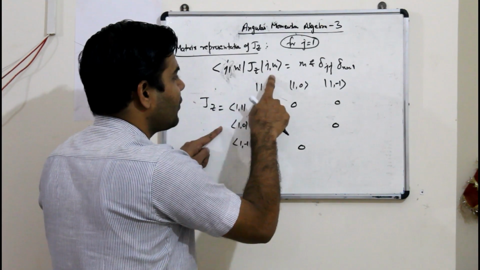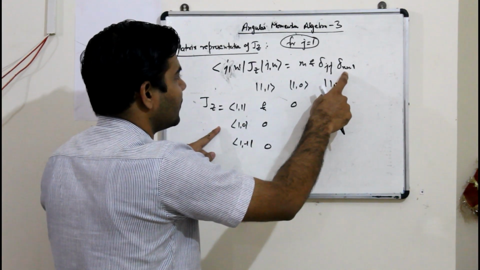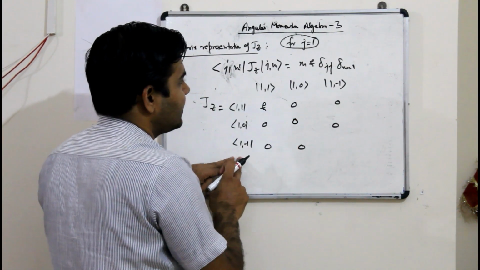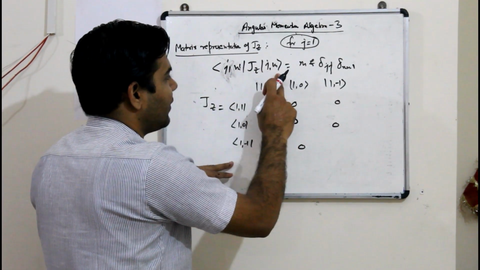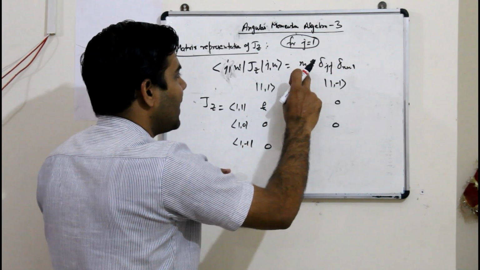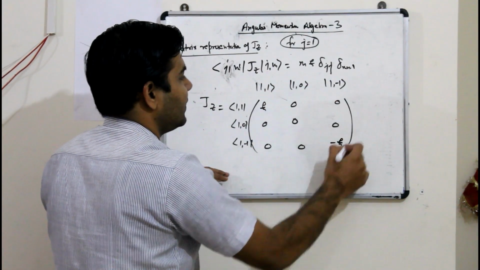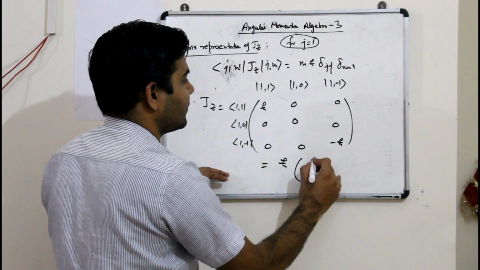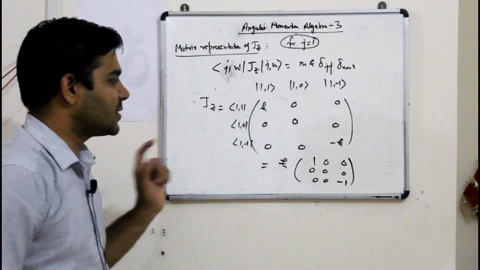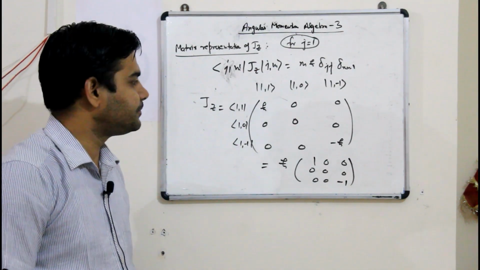Okay, now what will be this element? 1 comma 0 on the left, 1 comma 0 on the right. So j is 1, so delta 1 1, delta 0 0 will be 1, but m is 0 now on the right hand side, so this will be 0. Similarly for this term, 1 minus 1 on the left, 1 minus 1 on the right, so delta 1 1, delta minus 1 minus 1 will be unity, and m on the right is minus 1, so minus ħ. So this will be the matrix, which can be written as ħ outside, 1 0 0, 0 0 0, 0 0 minus 1. This is the matrix representation of Jz for j equal to 1.